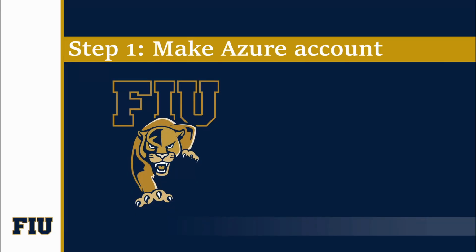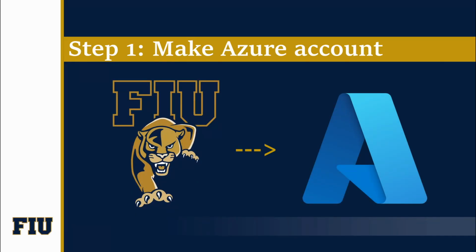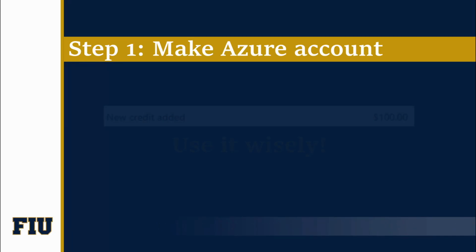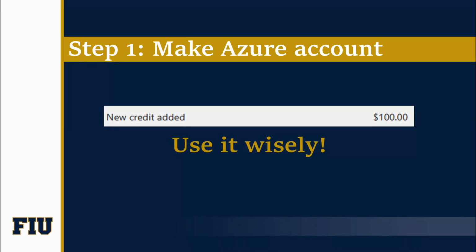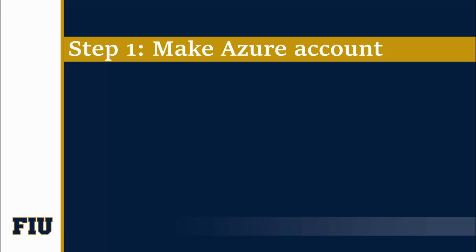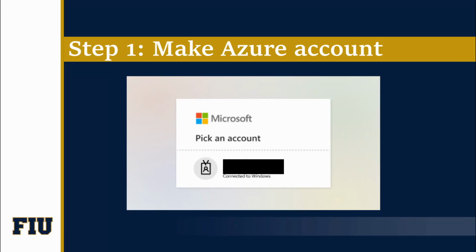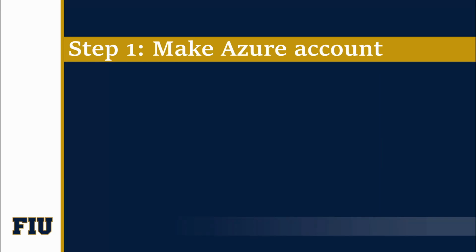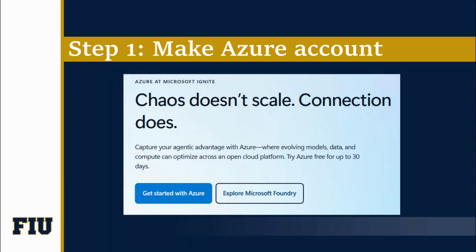FIU students should have access to their own Azure account with Office 365. Simply log in using your credentials. As a student, you get a noticeable amount of credit to start off with. If you are not a student, you can simply use a standard Microsoft account. From that point, you will have to make your own Azure subscription. You can try Azure for free for 30 days, so make sure to take advantage of this.